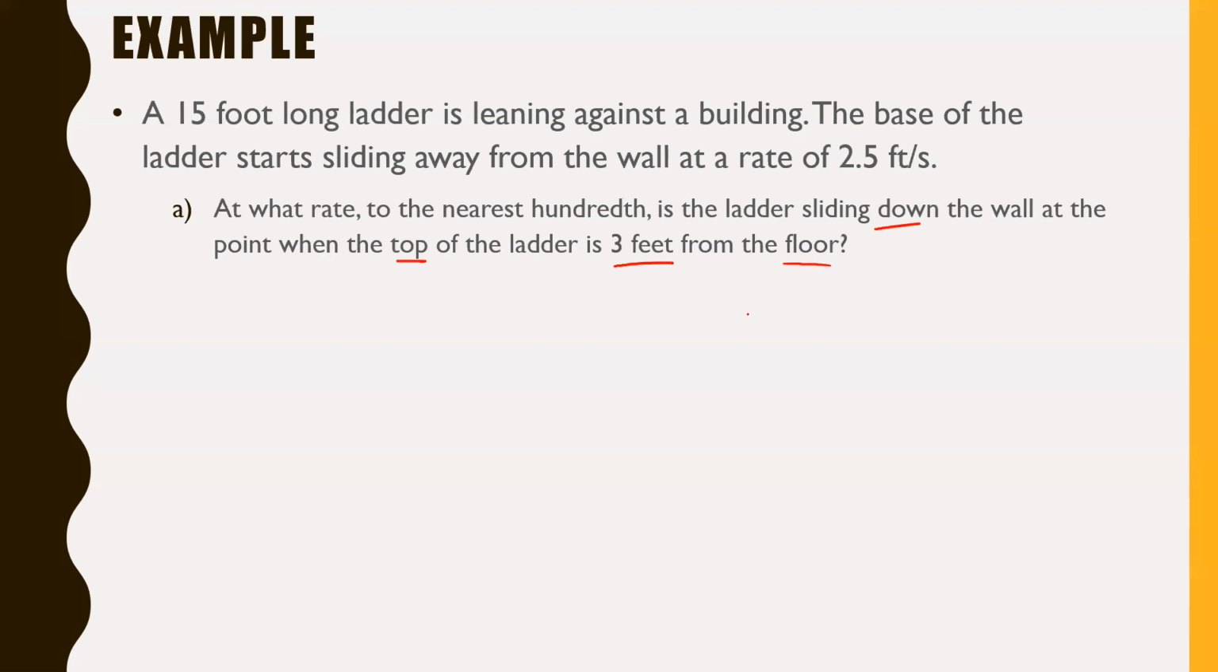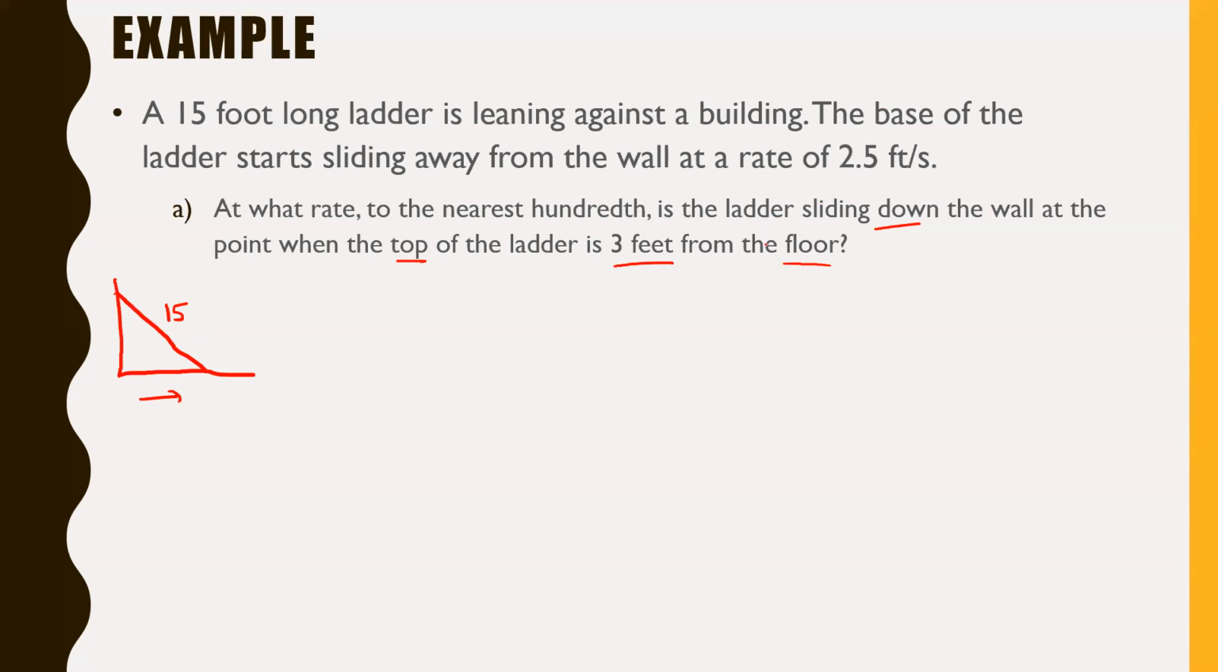Okay, so there's going to be a bit of a weird roundabout way of doing this. I always like starting by drawing a picture, right? It doesn't have to be super elaborate, but let's say this is our building. Let's say this is our ladder leaning against the building. We know the ladder is 15 feet long, so we'll put 15 right here. Now these side lengths are going to change because this ladder is sliding away from the wall at a rate of 2.5 feet per second.